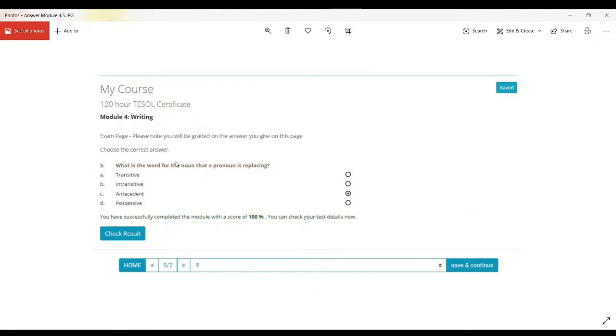Question number 5. What is the word for the noun that a pronoun is replacing? The answer is letter C, antecedent. It is the word for the noun that a pronoun is replacing. Check result, save and continue.